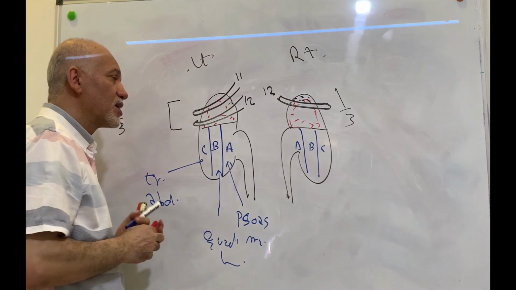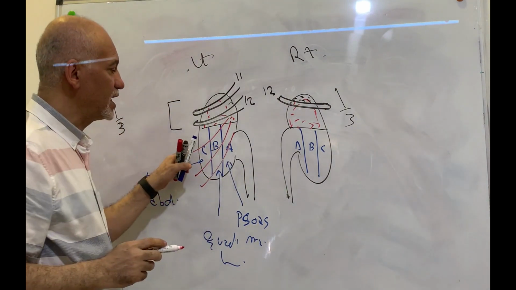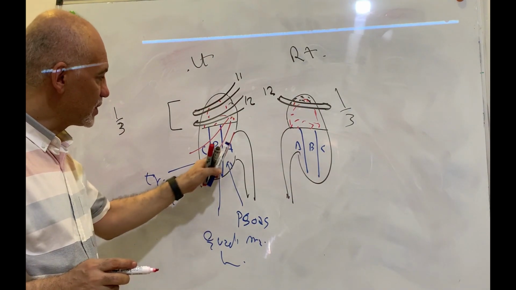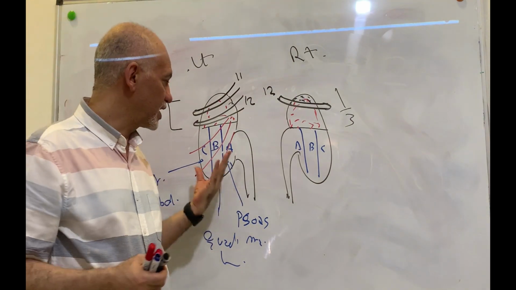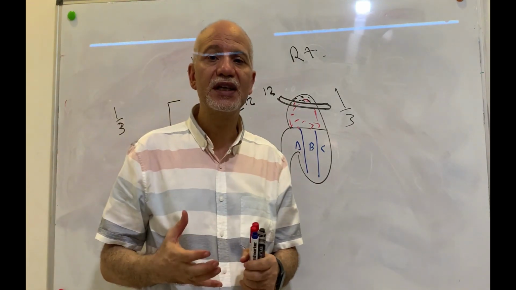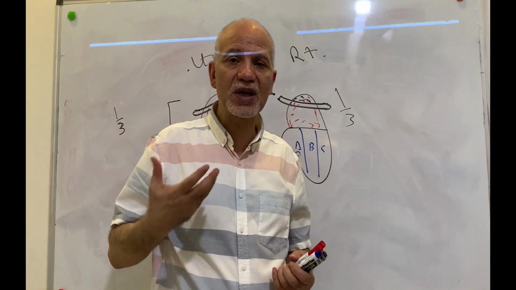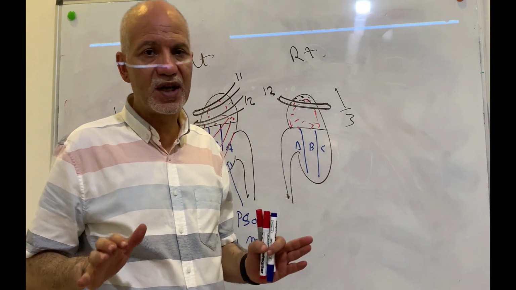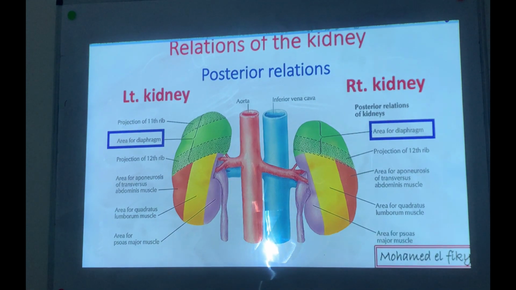Also, nerves related to this area: subcostal nerve, iliohypogastric and ilioinguinal, on these muscles. This is the posterior relation of the kidney, right kidney and left kidney. Sometimes in some textbooks it is called the renal bed, like the stomach bed, which is the posterior relation of the stomach. This is the posterior relation of the kidney.